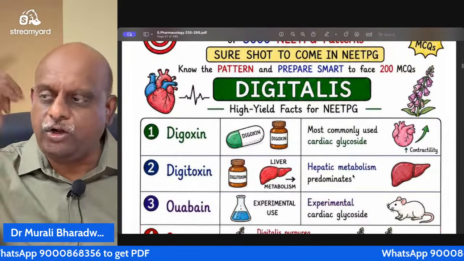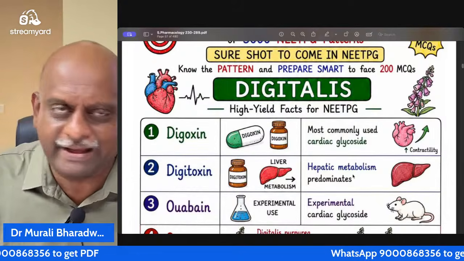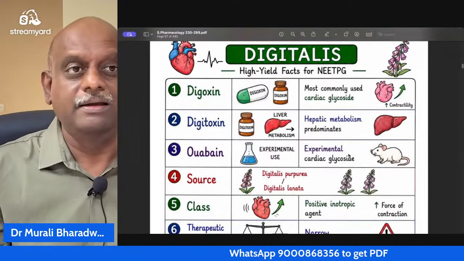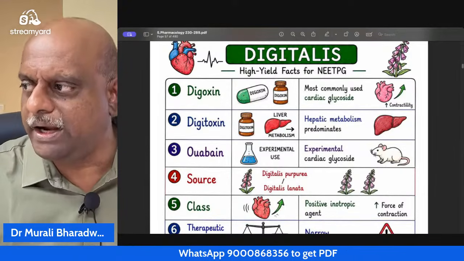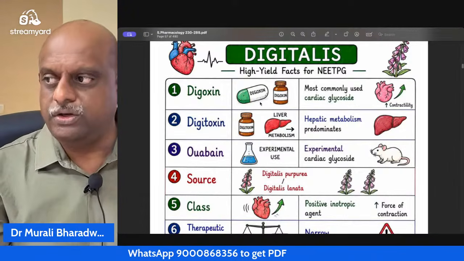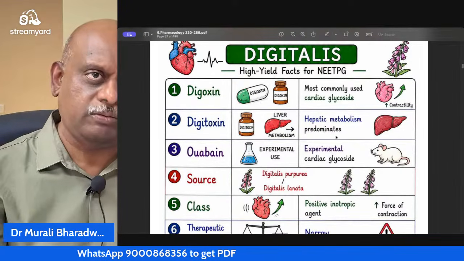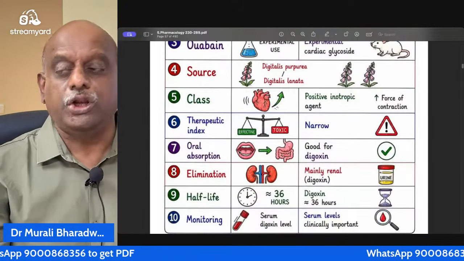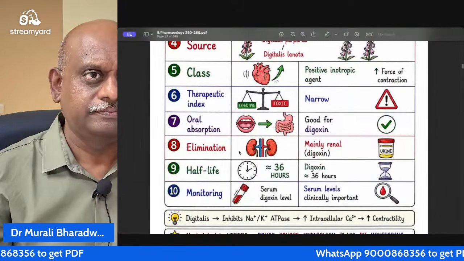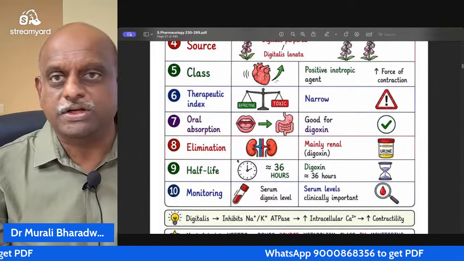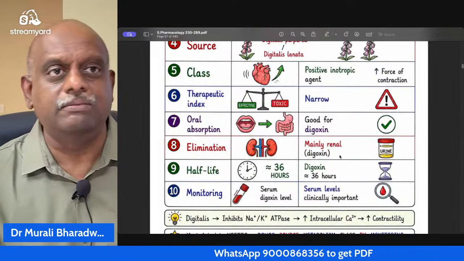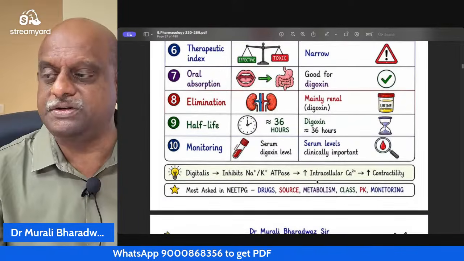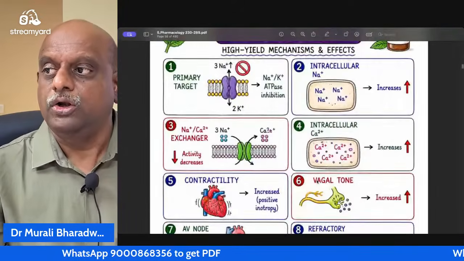The next favorite topic of the examiner is digitalis. Digoxin, digitoxin, ouabain. Digoxin is the most commonly used cardiac glycoside. Digitoxin's specialty is that hepatic metabolism predominates. Therapeutic index is narrow. Elimination is mainly renal in digoxin and hepatic in digitoxin. Half-life is 36 hours.